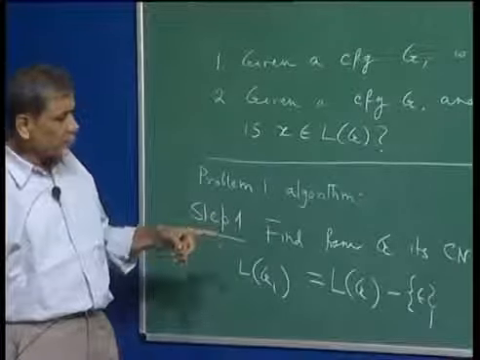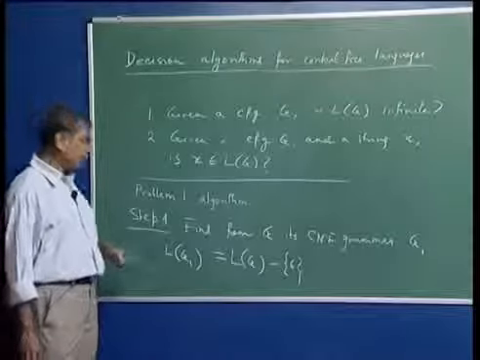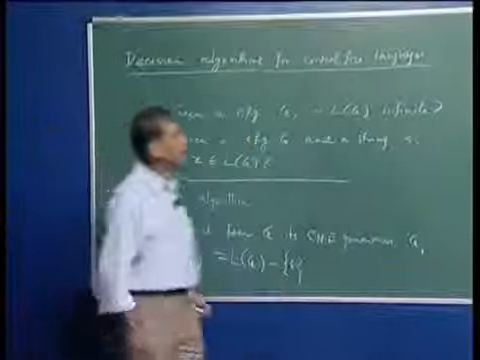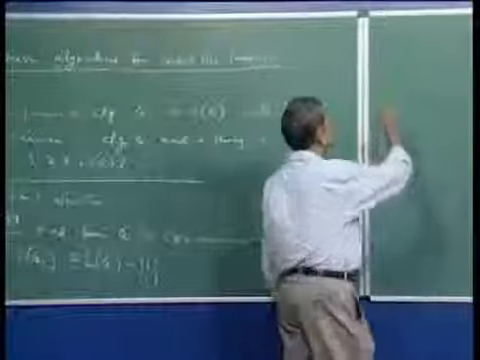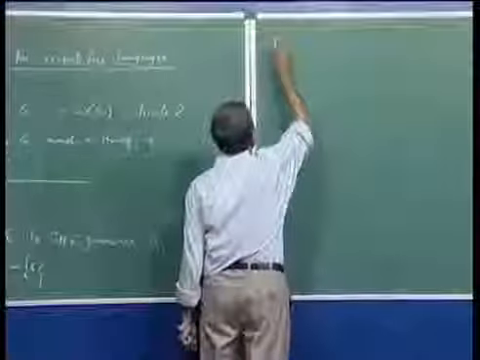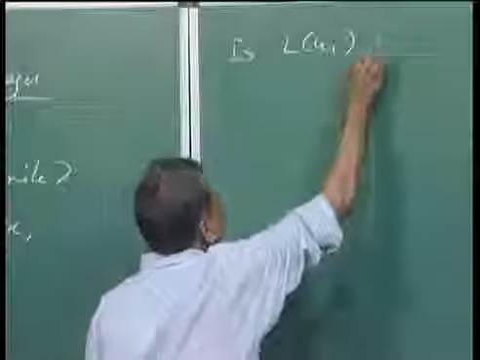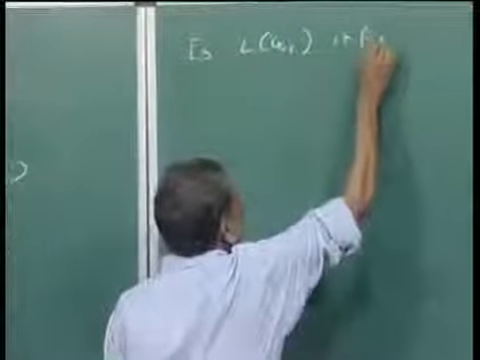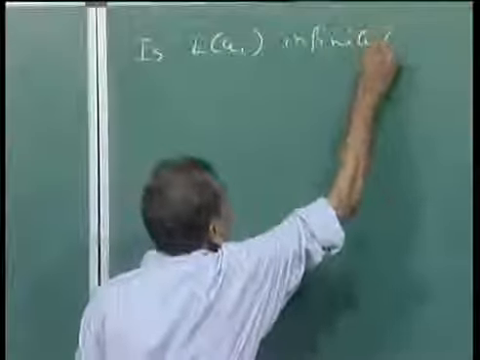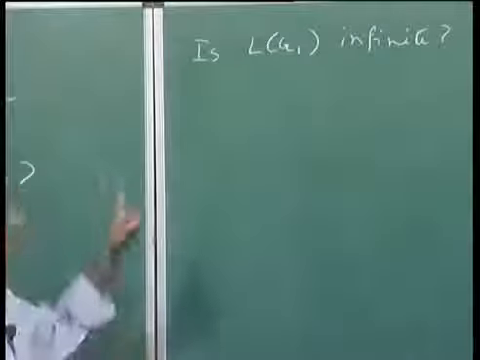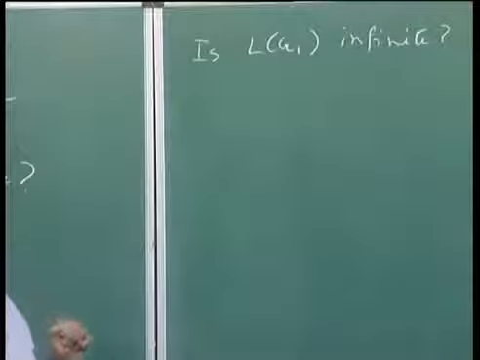So, clearly G generates an infinite set if and only if G1 generates an infinite set. So, equivalently now, therefore, we will look at: is LG1 infinite? This is the question we resolve, where G1 is in Chomsky normal form.